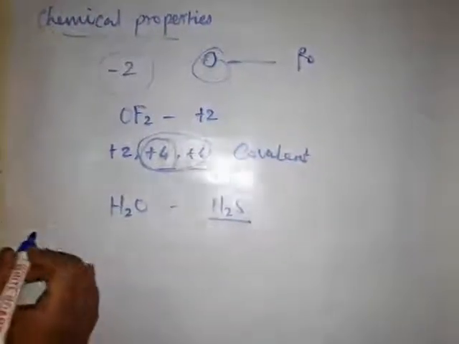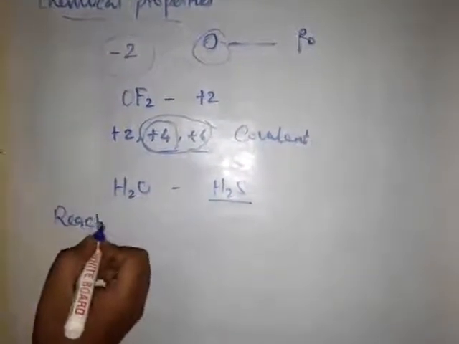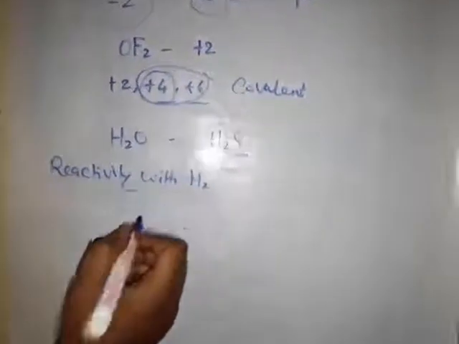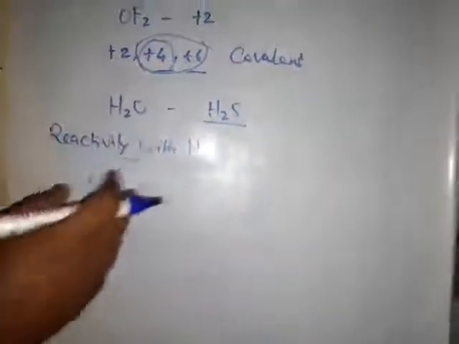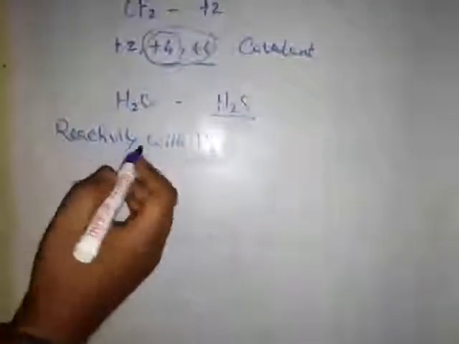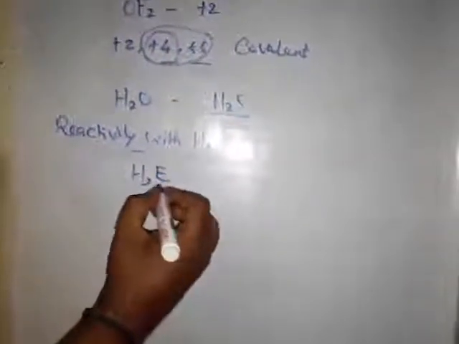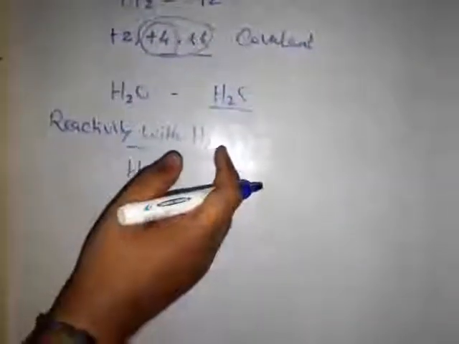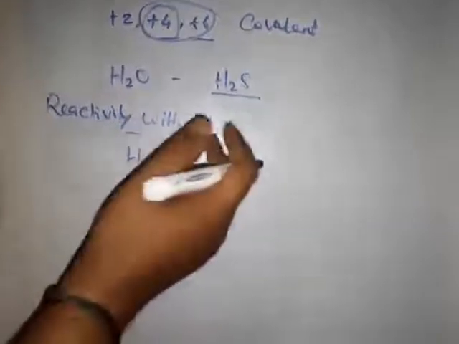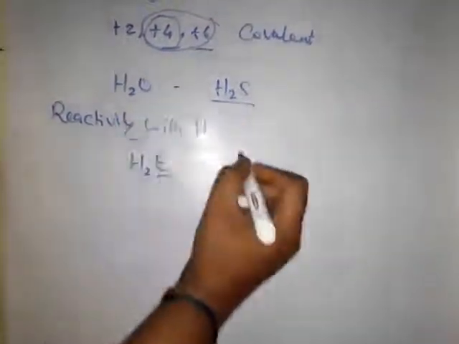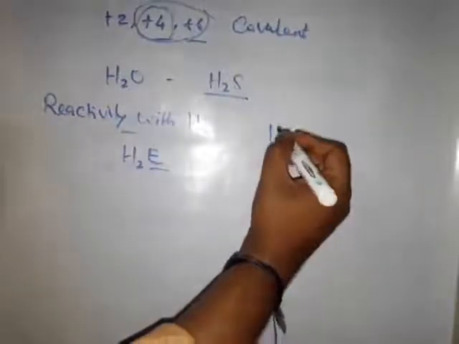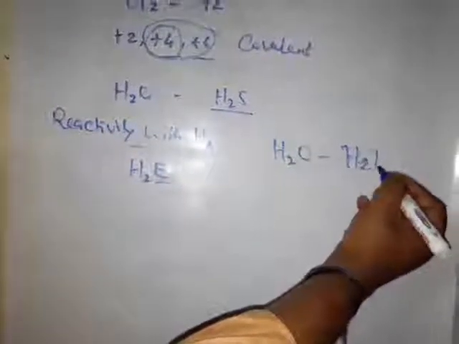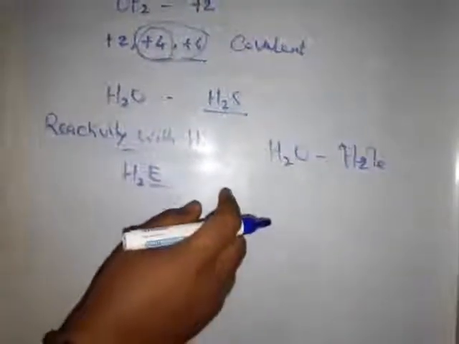First, the reactivity with hydrogen. All group 16 elements form hydrides of the type H2E, where E indicates oxygen, sulfur, selenium, tellurium or polonium. The acidic character increases from H2O to H2Te.